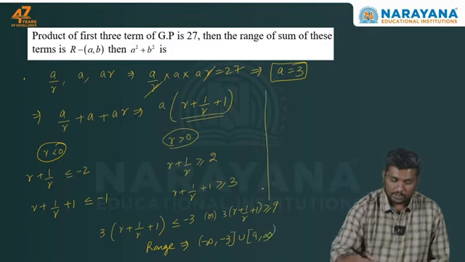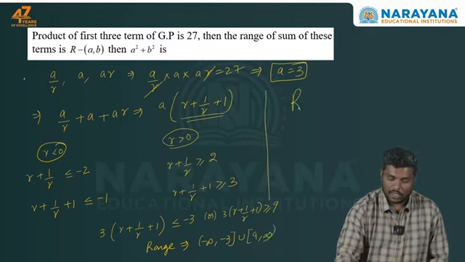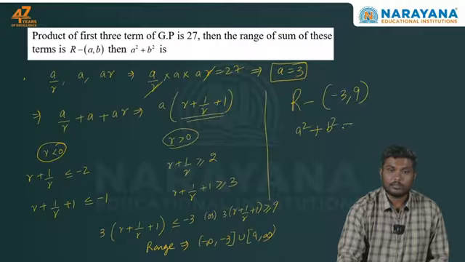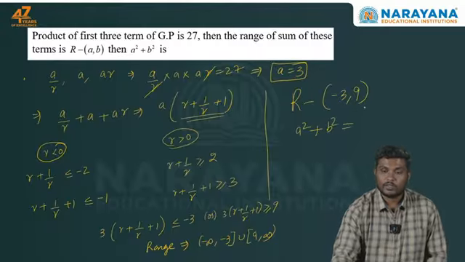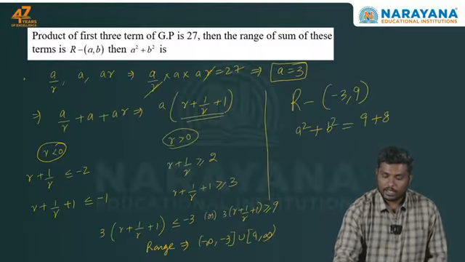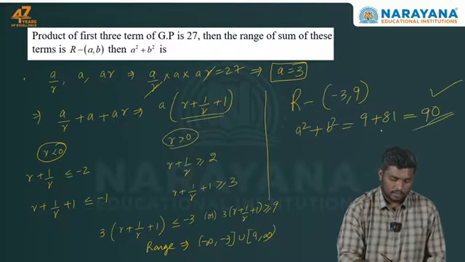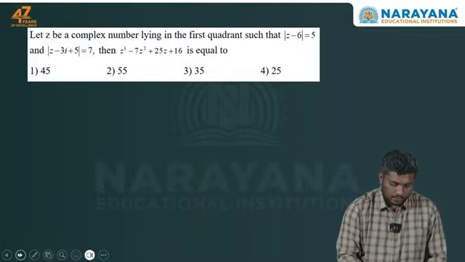If you have to express it in the given form, it is given as R minus (-3, 9), then a square plus b square. So guys, what is a square plus b square? a square plus b square is 9 plus 81, which is 90. Once again, a very simple question from GP. We'll move on to the next question.